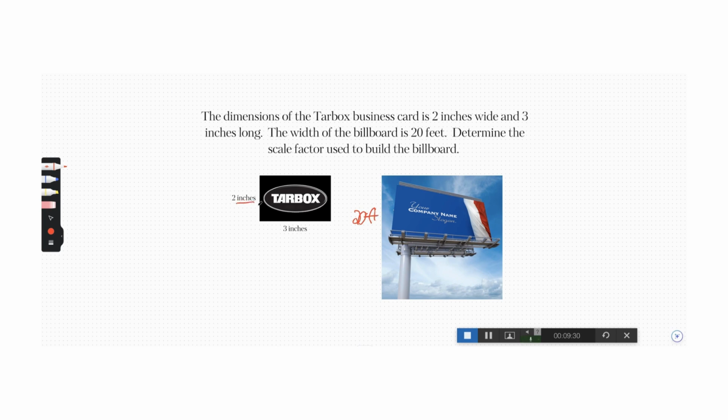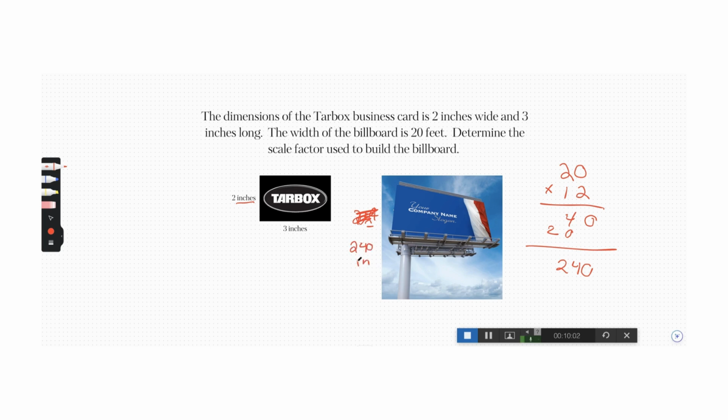Notice here we have inches, and over here we have feet, all right? So what we have to do is we have to convert the feet to inches. Okay, so I know that there's 12 inches in a foot. So if I do 20 times 12, I get 240. Okay, so I'm going to cross this off and write 240 inches.